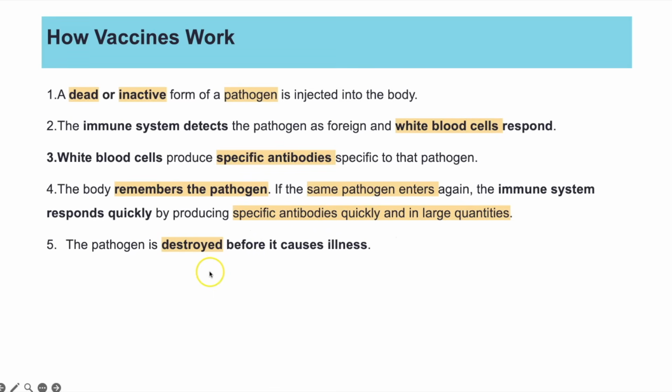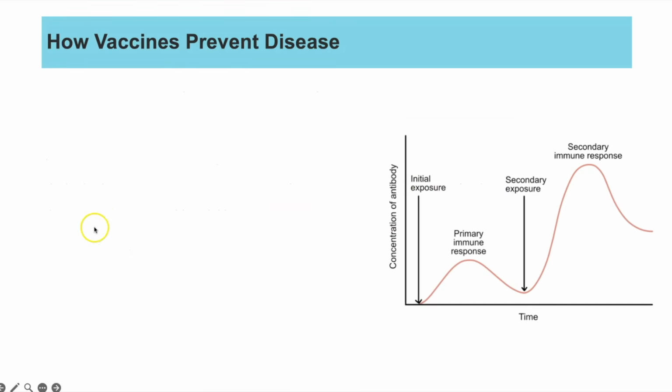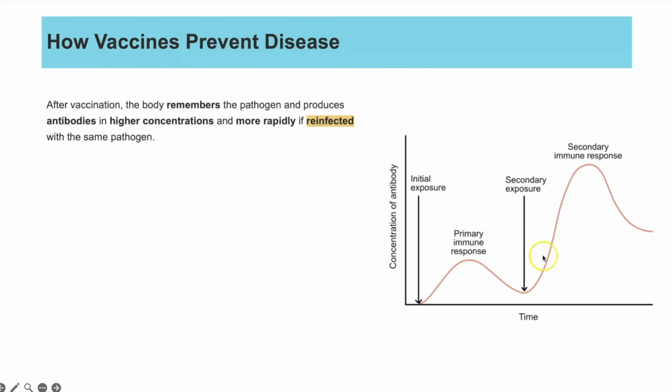That means that those antibodies are going to bind to the antigens on the pathogens, and that means that the pathogen can't cause harm and it will be destroyed before it can cause any illness, or in other words, it's destroyed before you get any symptoms. Or you might just get very, very mild symptoms rather than getting the full-blown symptoms.